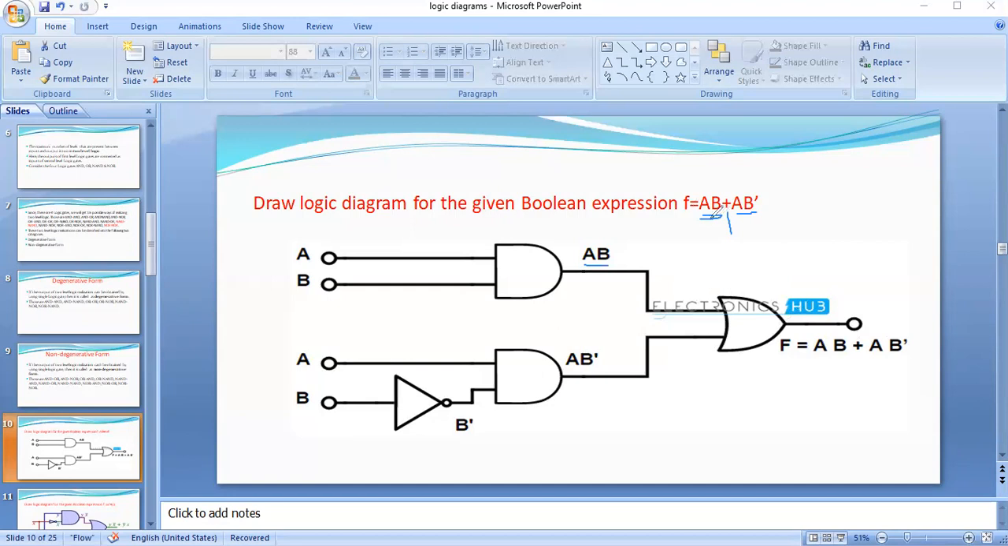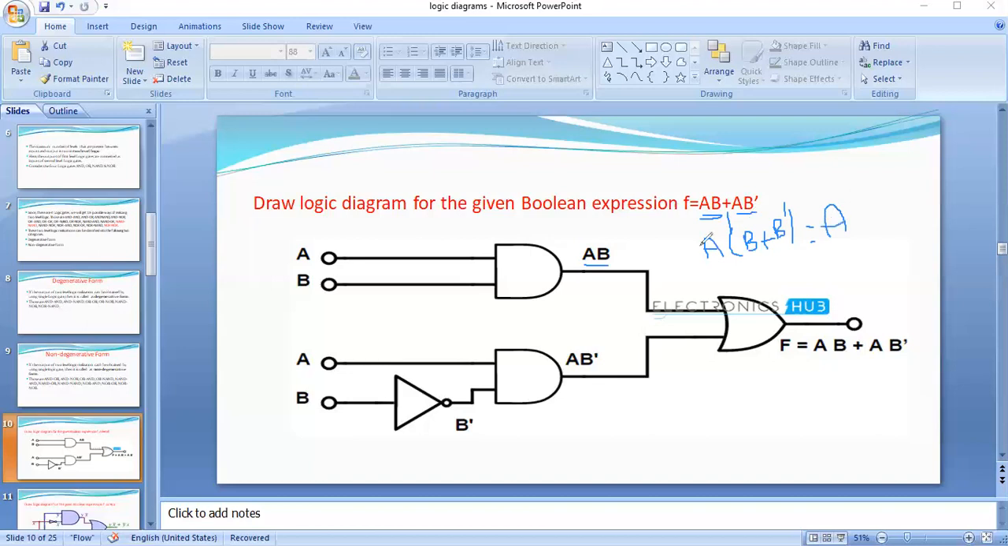See here, in this example, we can minimize this expression also. A is common in both the terms. So if A is common, what are the remaining variables? B plus B bar. B plus B bar is equal to 1. What do we have here? A.